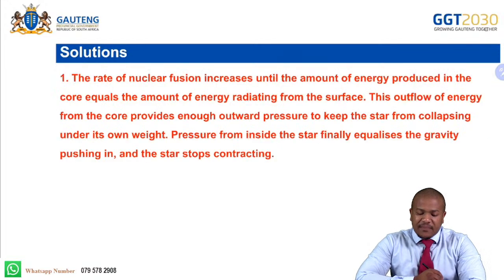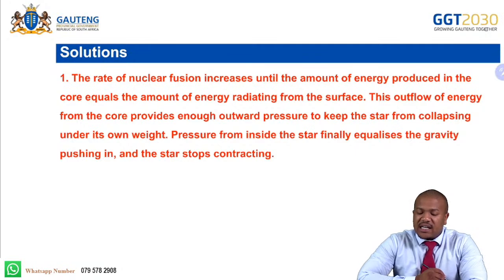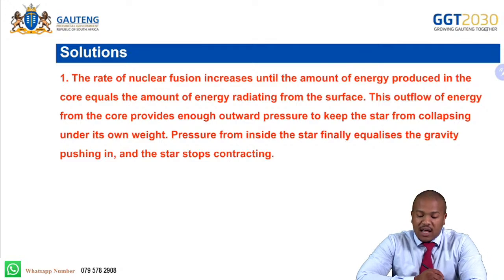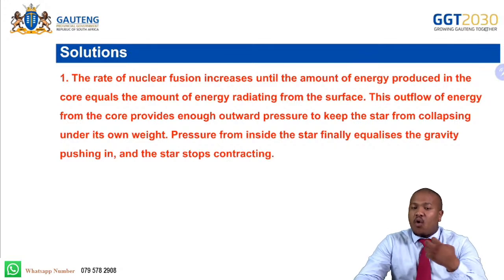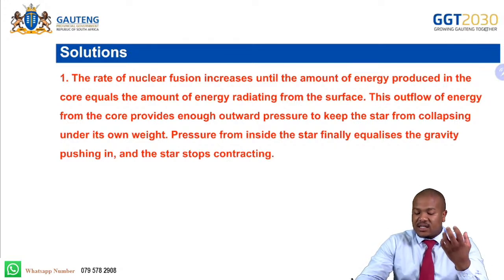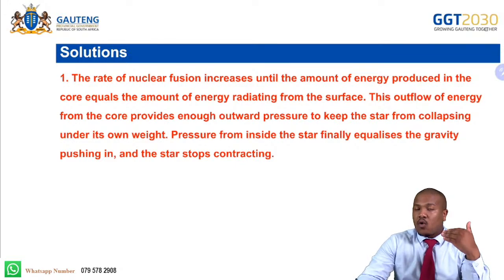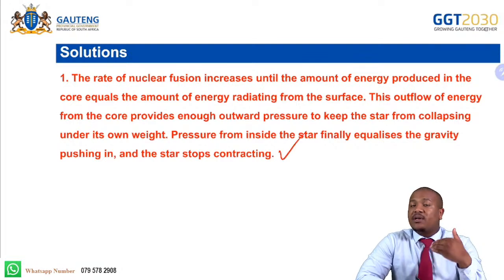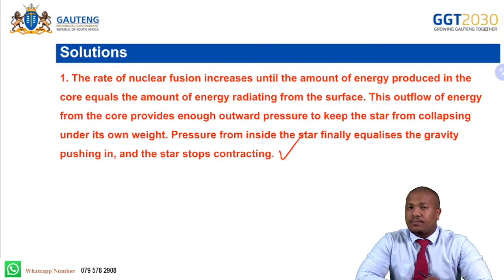Now, for number one, the rate of nuclear fusion increases until the amount of energy produced in the core equals the amount of energy radiating from the surface. And that's not all. The outflow of this energy from the core provides enough outward pressure to keep the star from collapsing under its own weight, and pressure from inside the star finally equalizes the gravity pushing in and stops the star from contracting. So now, because this is a lot, take a quick minute to copy down number one, then we move on to number two.